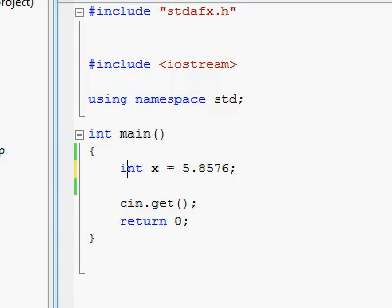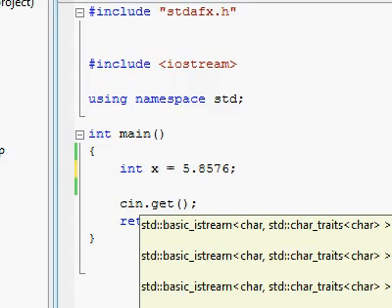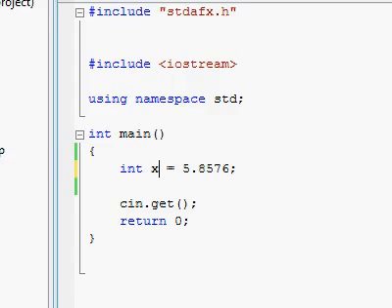As we will learn, this is called casting. Casting means trying to take something which is one type of information and putting it inside a variable which is of a different type of information. Like over here, putting a floating point number into an integer variable.